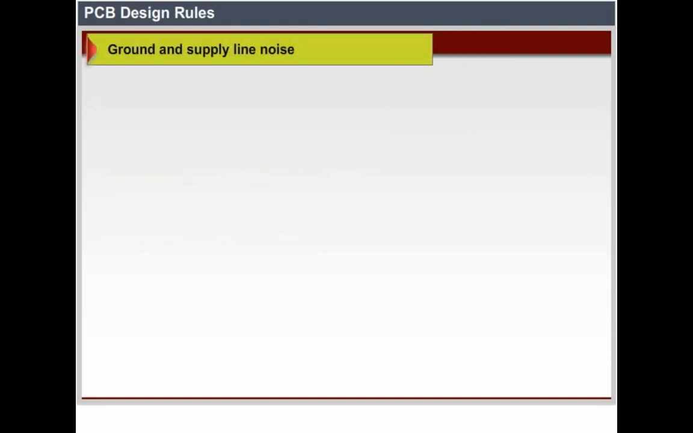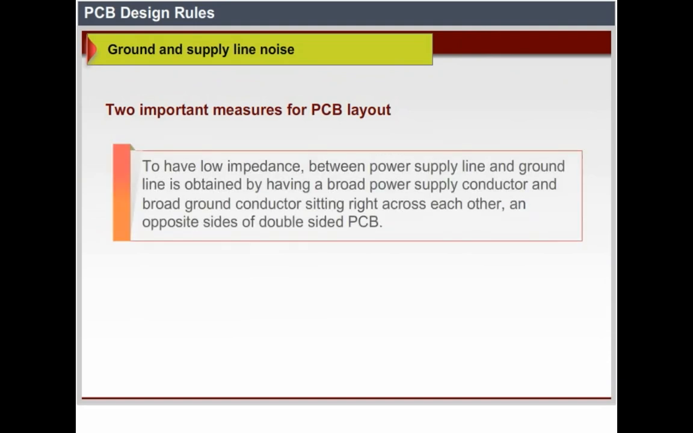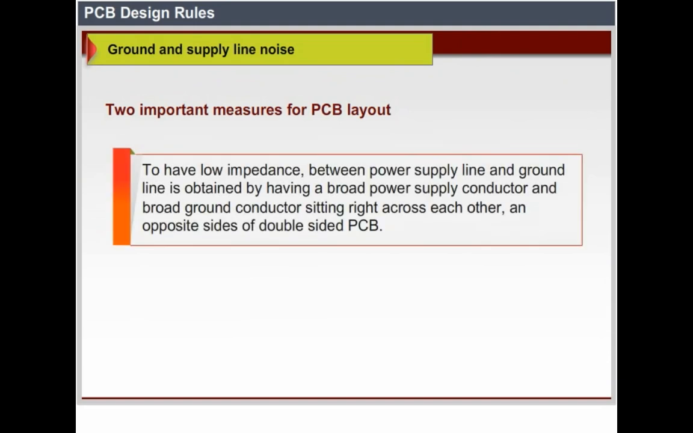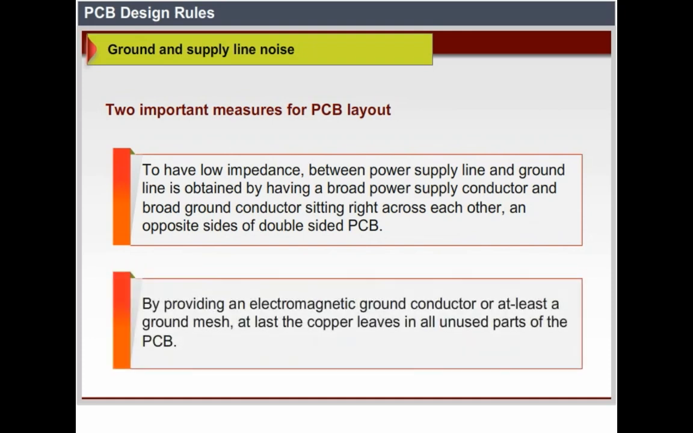Ground and supply line noise. Two important measures for PCB layout: first, have low impedance between the power supply line and ground line, obtained by having a broad power supply conductor and a broad ground conductor sitting right across from each other on opposite sides of a double-sided PCB. Second, provide an electromagnetic ground conductor or at least a ground mesh, finally leaving the copper in all unused parts of the PCB.